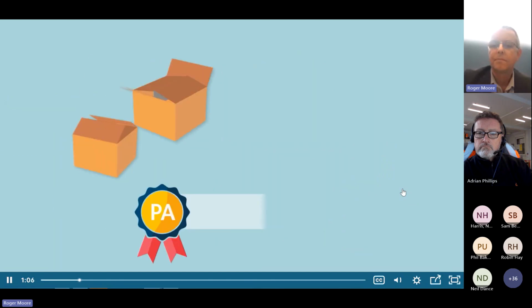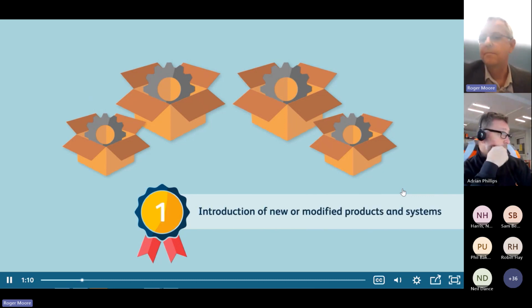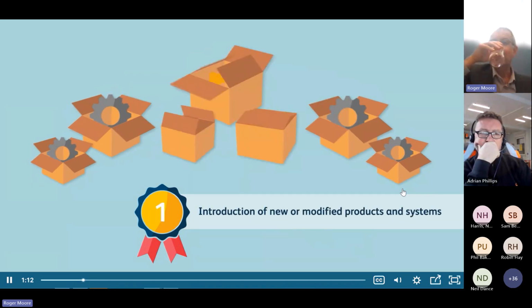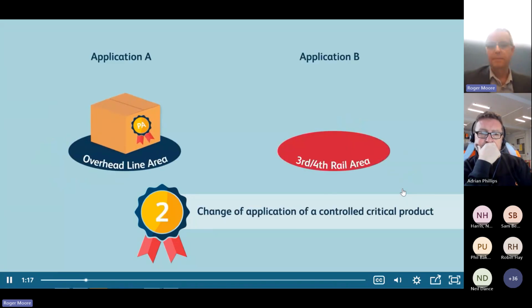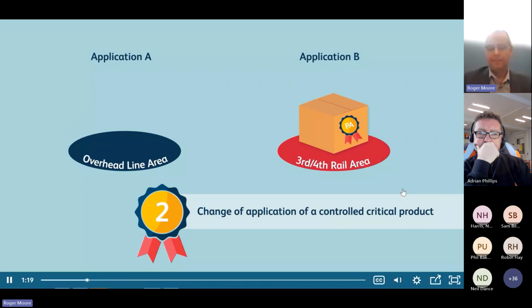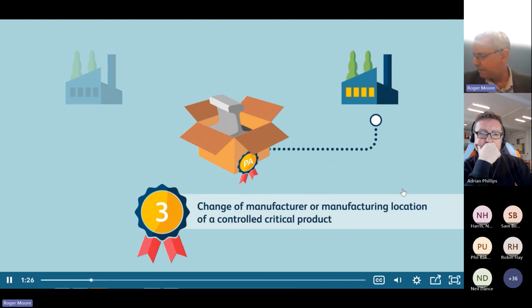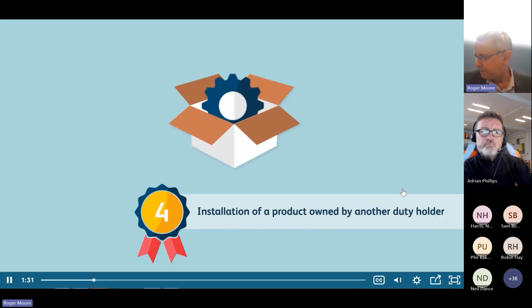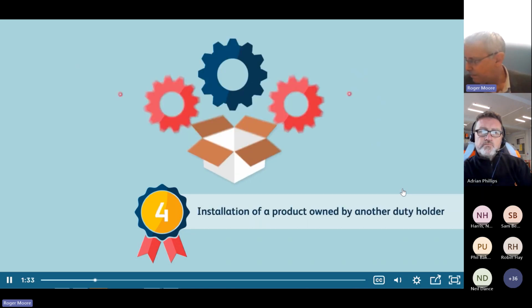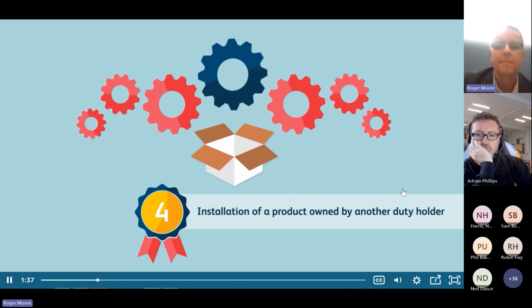The product acceptance process is applicable to the introduction of new or modified products and systems that may affect the operational infrastructure, a change of application or change in operational environment for a controlled critical product, a change of manufacturer or manufacturing location of a controlled critical product, the installation of a product owned by another duty holder on or about the infrastructure where there may be issues of compatibility with our infrastructure.